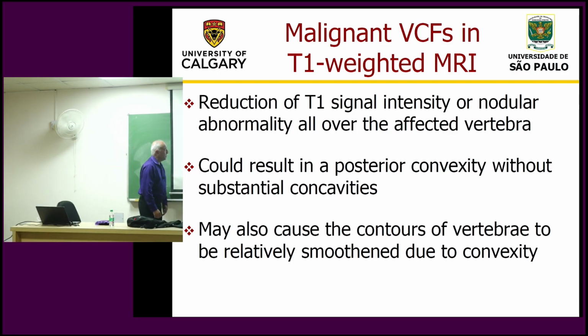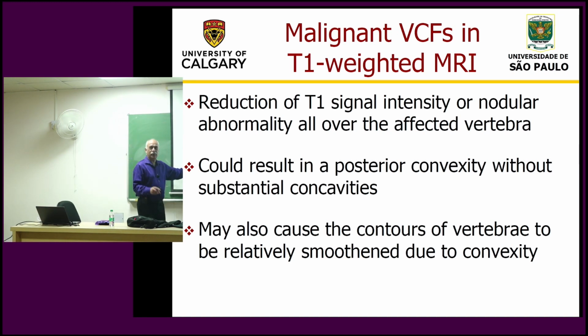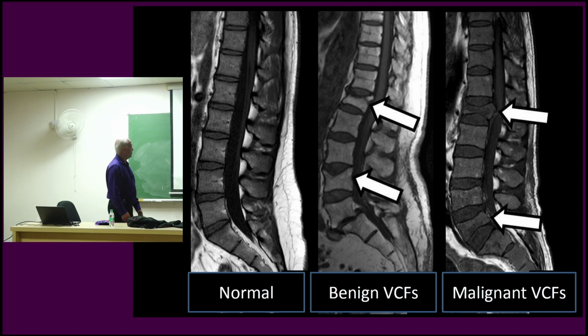May also cause the contours of the vertebrae to be relatively smoothened. So there is some shape loss. There are some indentations which mean complexity, but there is some smoothing due to convexity, which means the opposite. So things get a bit more complex than what one could imagine in this situation. In the malignant case, benign is usually straightforward.